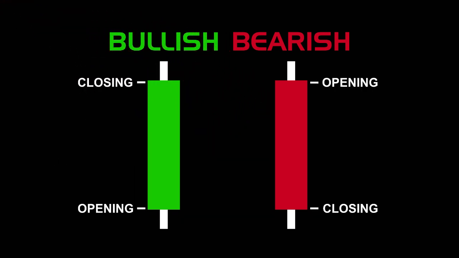Red candles are bearish candles that represent prices going down. The top of the body on a bullish candle is where the candle closes, and the bottom of the body is where the candle opens. The top of the body on a bearish candle is where the candle opens, and the bottom of the body is where the candle closes.